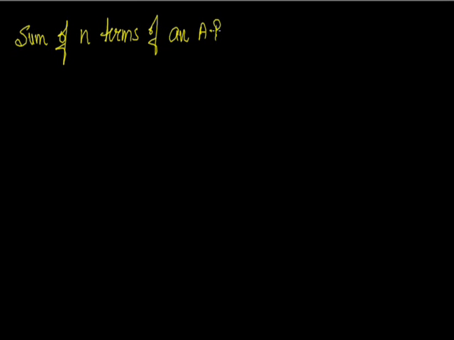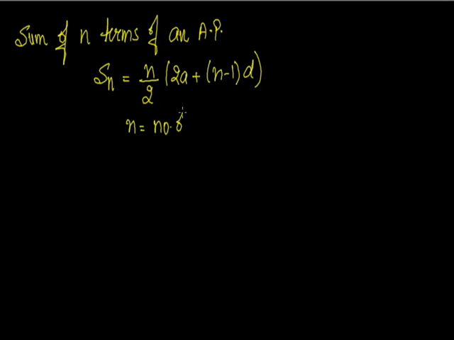If we have to find the sum of the terms of an AP, then the sum of n terms can be found with the help of the formula n by 2, 2a plus n minus 1 into d. This is the formula by which we can find the sum of n terms of an AP. Here n is the number of terms in an AP, and we already read about a as the first term and d is the common difference of the given AP.